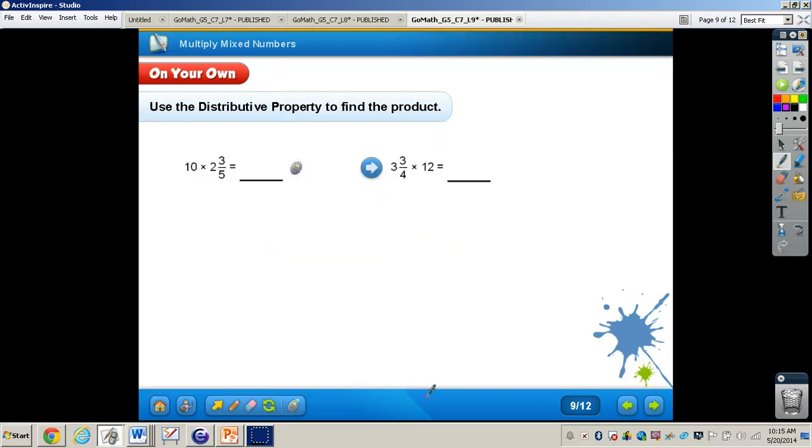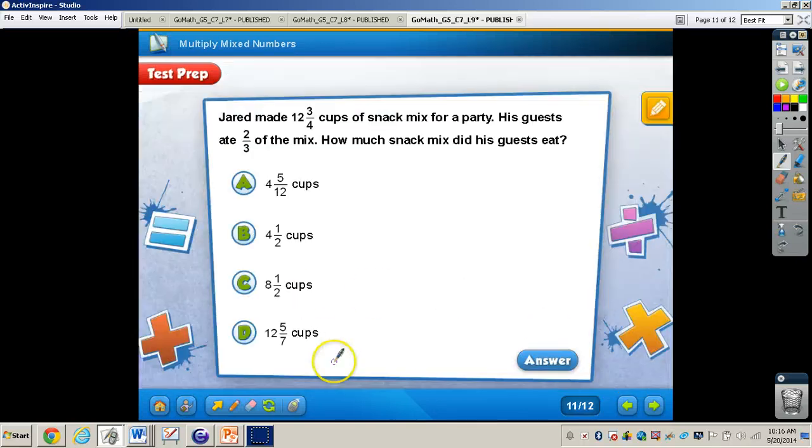Okay, I want you to do these problems as well in your book, and you can use the distributive property if you would like, or you can just do regular multiplication. So pause the video now. Okay, here are the answers, 26 and 45. Okay, I want you to work this final problem out all by yourself. When you're finished, you can press play, and I'll have the answer for you. So pause the video now. Okay, here's the answer. You should have letter C, 8 1/2 cups.